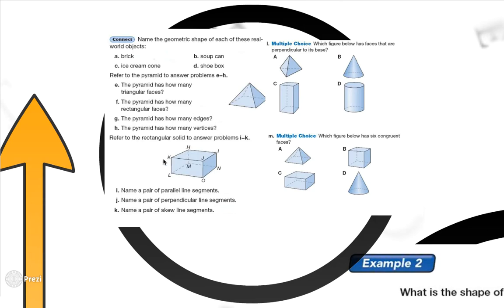And then for the bottom part, you need to name your parallel line segments, and you only have to do one pair, so a pair of parallel line segments for this shape. So which line segments would be parallel? Okay, and then you have to name a pair of perpendicular line segments. And then for letter K, which you might need help with, you need to figure out what the skew line segments are.